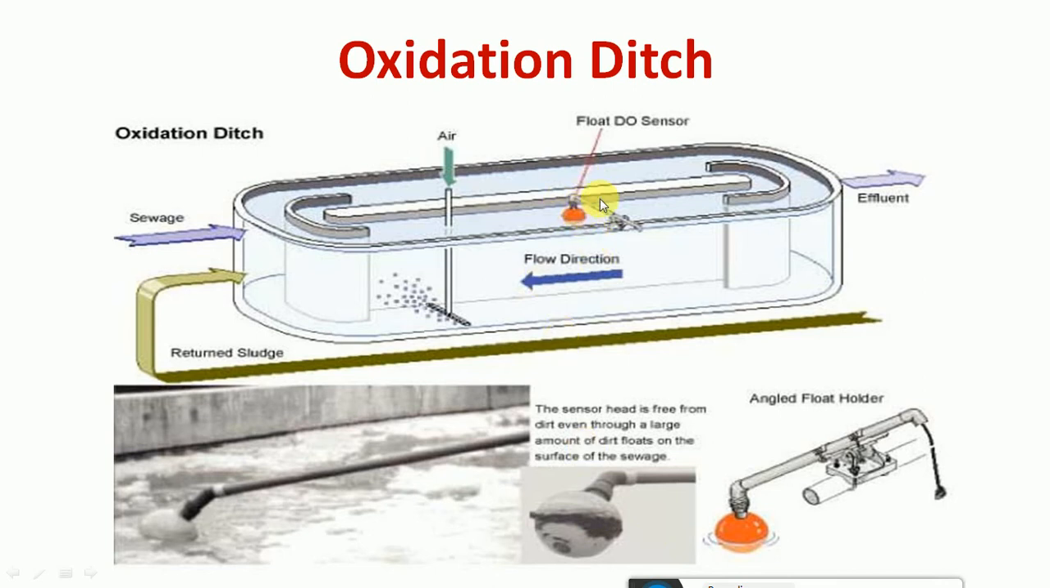If the oxygen concentration keeps varying, then we can control the air here. If more oxygen is required, if the organic load is more, then we will increase the aeration. If the oxygen is sufficient, we can lower the quantity of air supplied to this system to make it more effective. And this is the oxidation ditch.